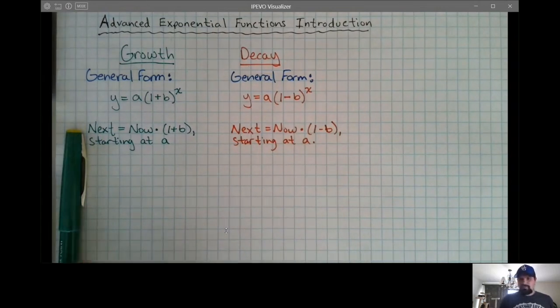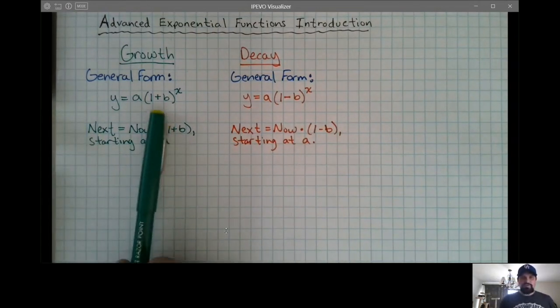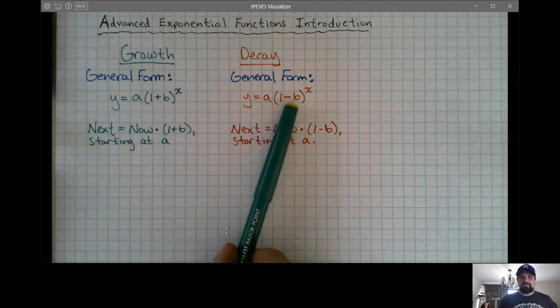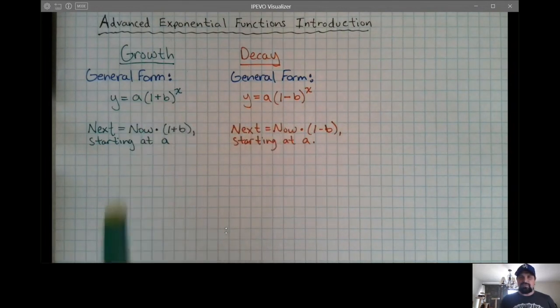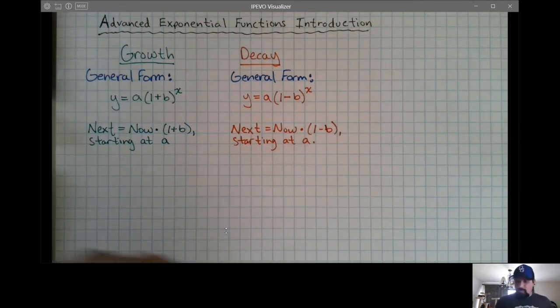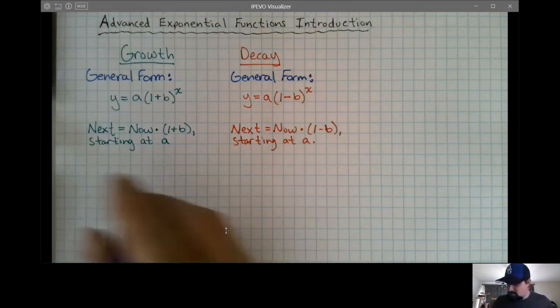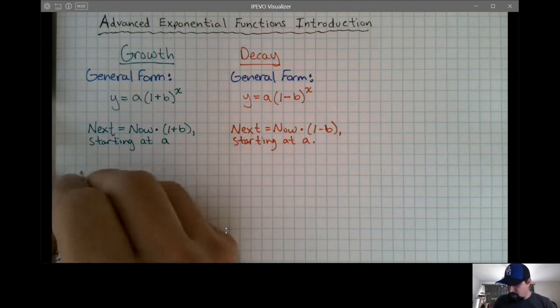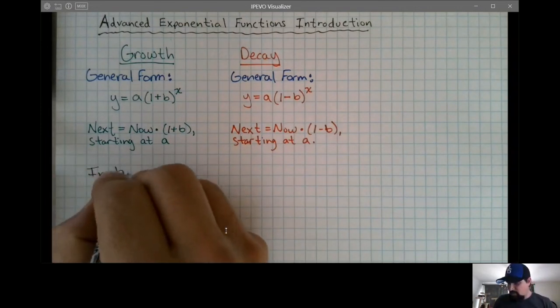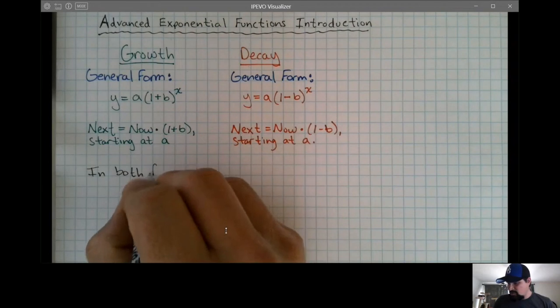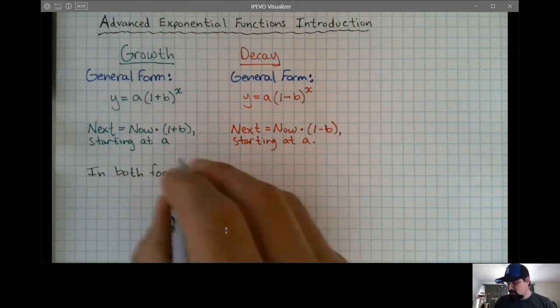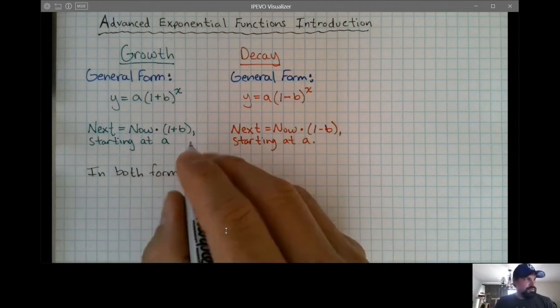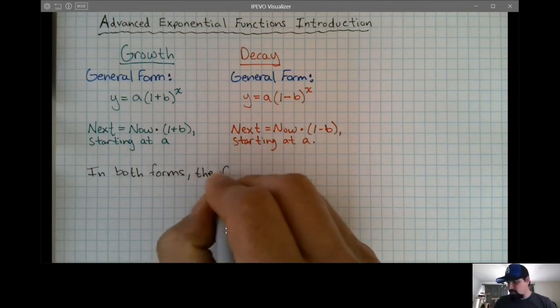All right. So this should look very similar. The only difference is we have this 1 here in both of these that was not there when we talked about our basic examples. So what we also want to keep in mind is that for both of these, there's some things that are in common, right? So we have in both forms, the following will always be true.